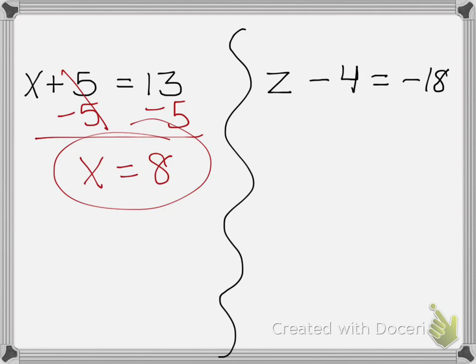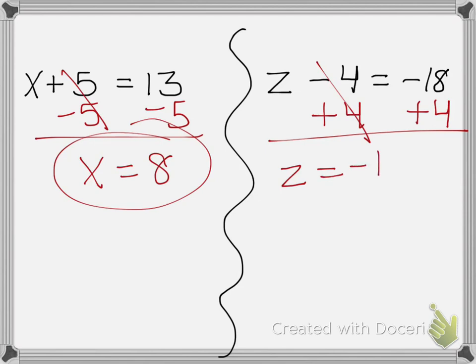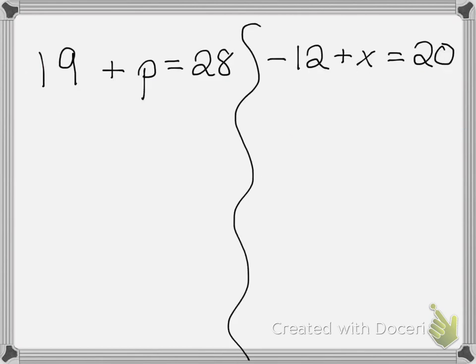z minus 4 equals negative 18. What is the inverse operation of this equation? Adding 4 to both sides. Very good, because it originally was subtracted. So in your calculator, when you do negative 18 plus 4, it equals negative 14. All right, looking at these last two examples.